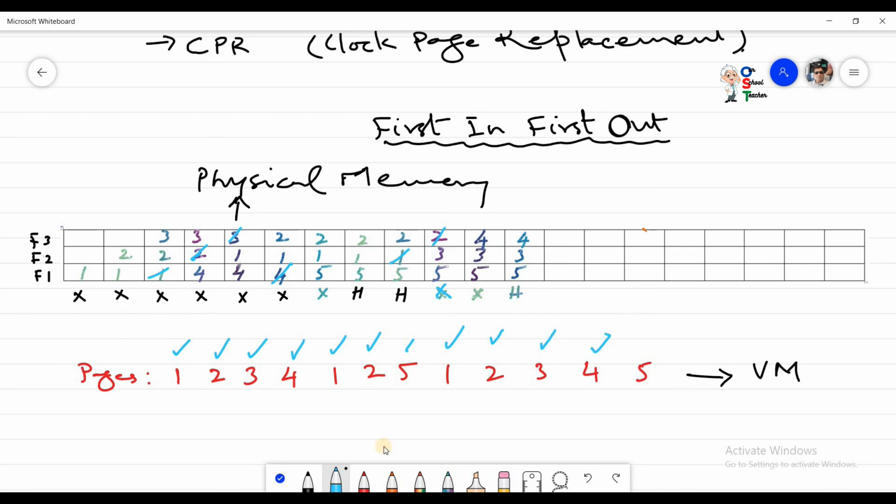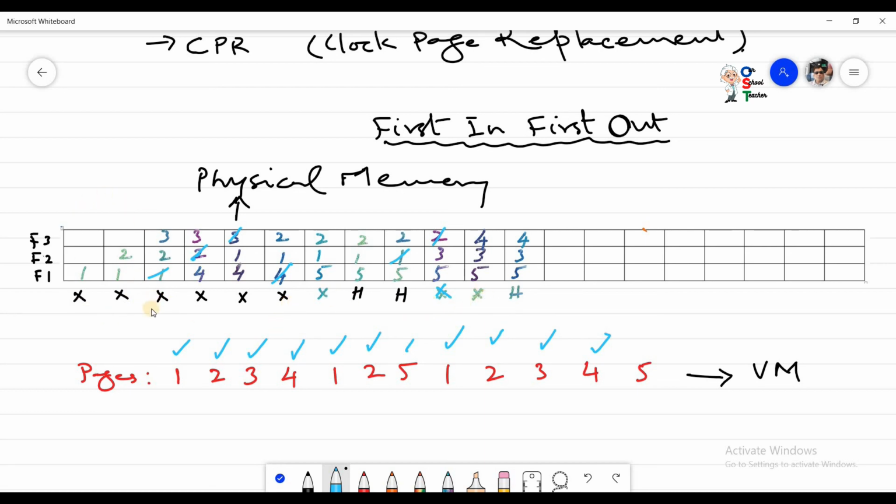In this whole program execution, in this sequence, how many hits do we have? Only 3. 1, 2, 3. And how many page faults do we have? 1, 2, 3, 4, 5, 6, 7, 8, 9.